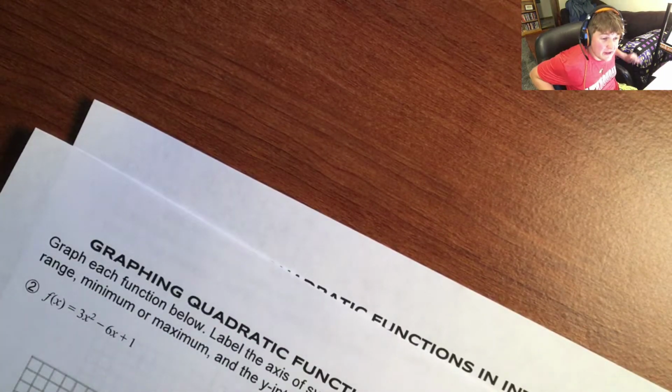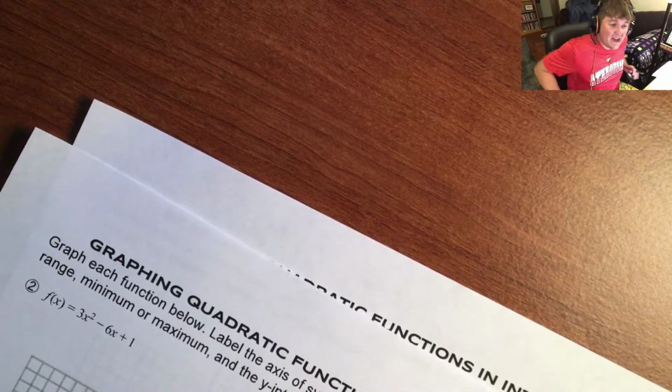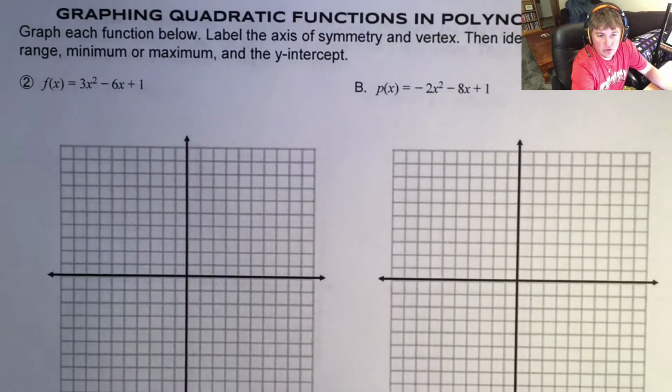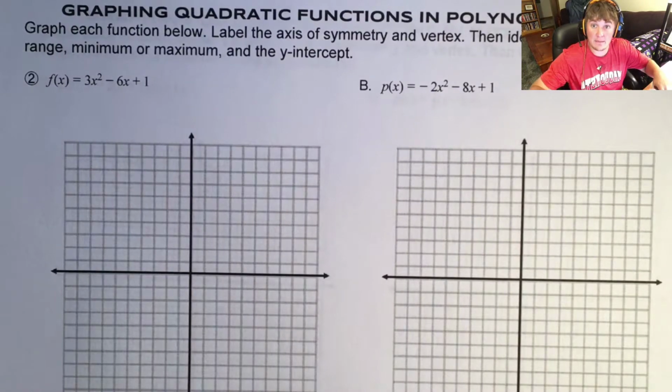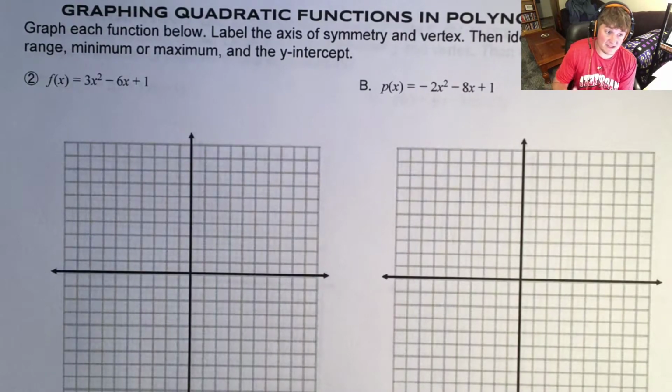Okay, so now that we've put that into a form that we can take it from one form to the other, what we're going to do now is graph those in polynomial form, standard form, same thing. So if I say standard form, I mean polynomial form. If I say polynomial form, I mean standard form. They're going to be the same. Okay, so we're going to graph each function below. We're going to label the axis of symmetry and the vertex. Then we're going to identify the domain and range.